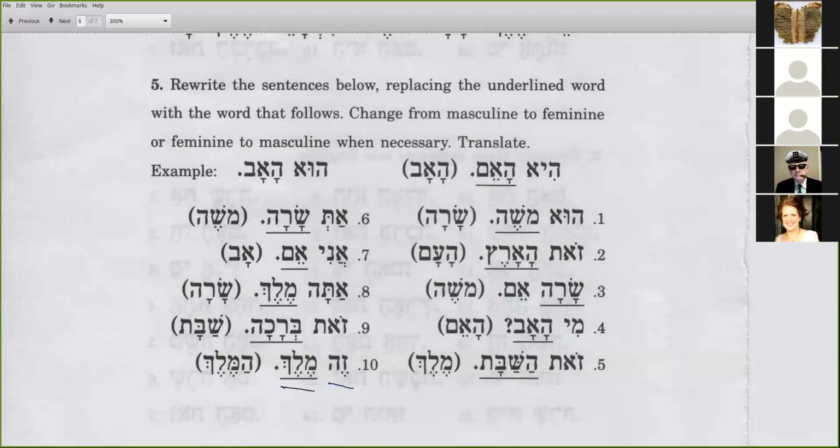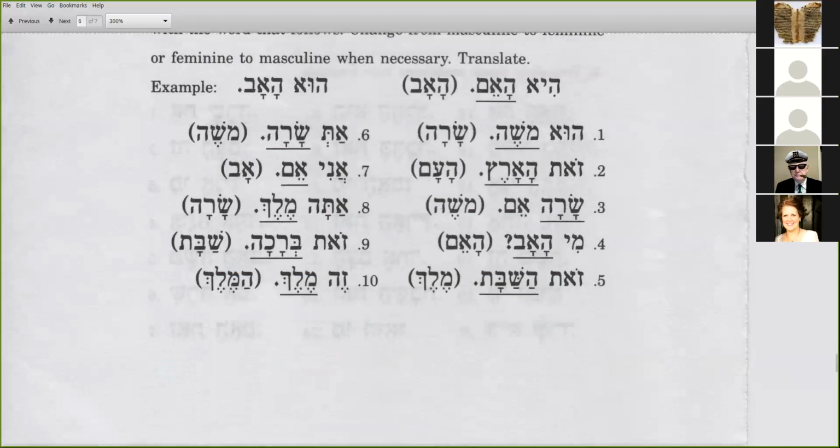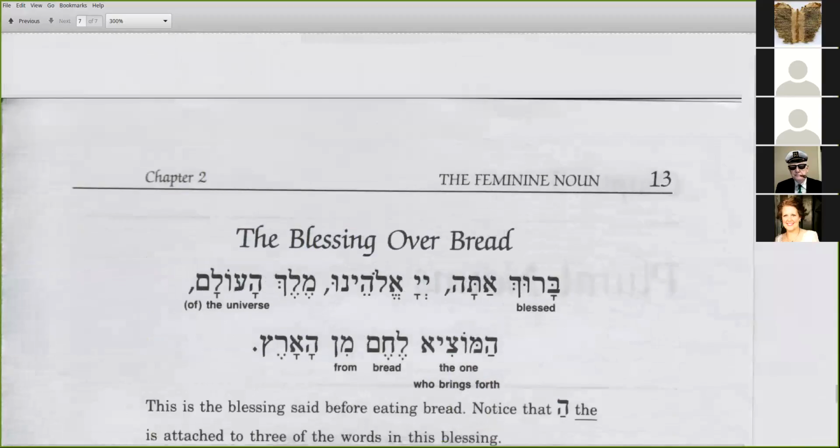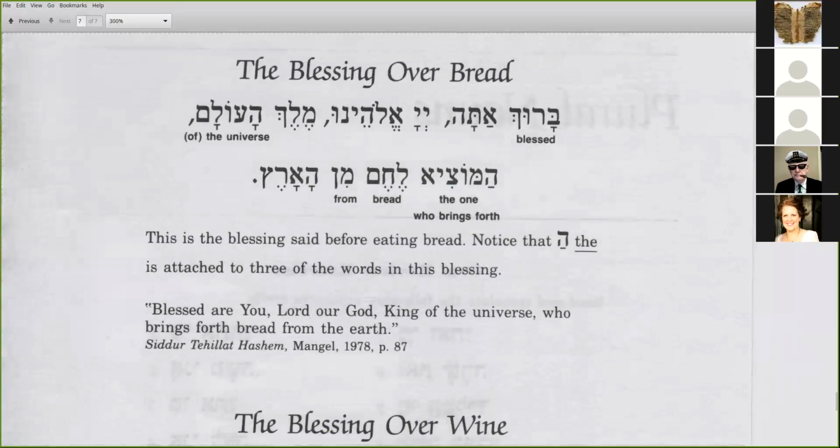Ze melach. This is a king. But what happens if we just throw the definite article on there and make it ha melach? Anything change with ze? No, because melach is still in there, isn't it? Masculine. All right, that completes this round of exercises, guys. I feel like we are getting a good handle on this. I hope you guys feel the same. And of course, we can go over this material more. So let's go over our blessing over the bread and the wine, and we'll just complete this chapter before we carry on to the next chapter.